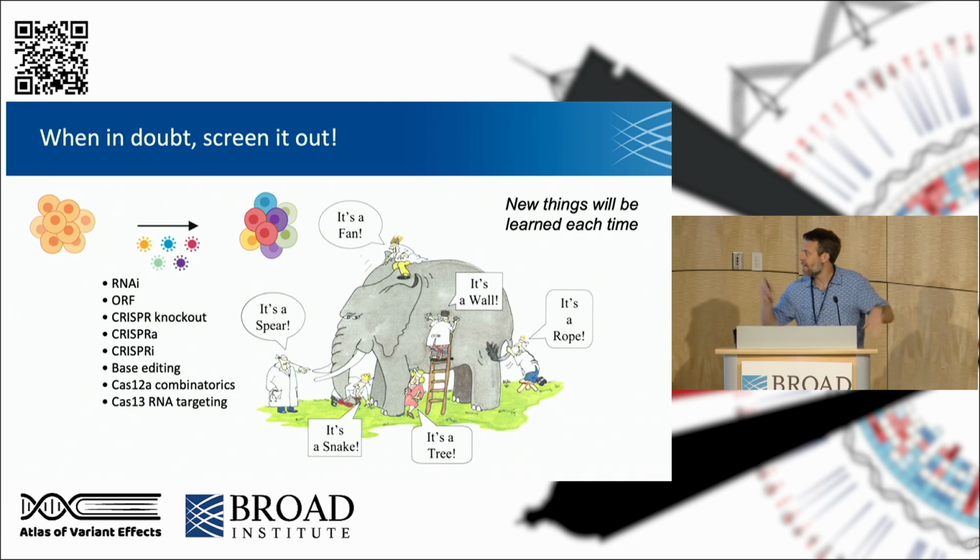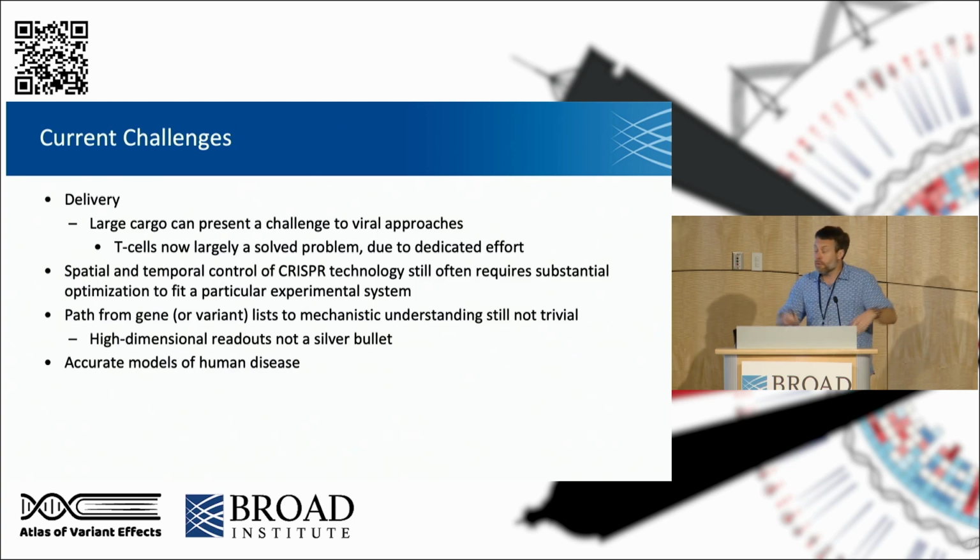Every perturbational technology you throw at a model system is going to tell you something new and different. In terms of where we are with actually doing this stuff, delivery is still a challenge for lots of different model systems. I think the work from Alex Marson in T cells shows that if you work at it hard enough, you can really wrestle it to the ground. But of course, there's a lot of model systems out there. I'd say our ability to control CRISPR technology spatially and temporally is possible, but that doesn't mean it's easy. And that's another thing that often needs to be wrestled to the ground in your particular model system.